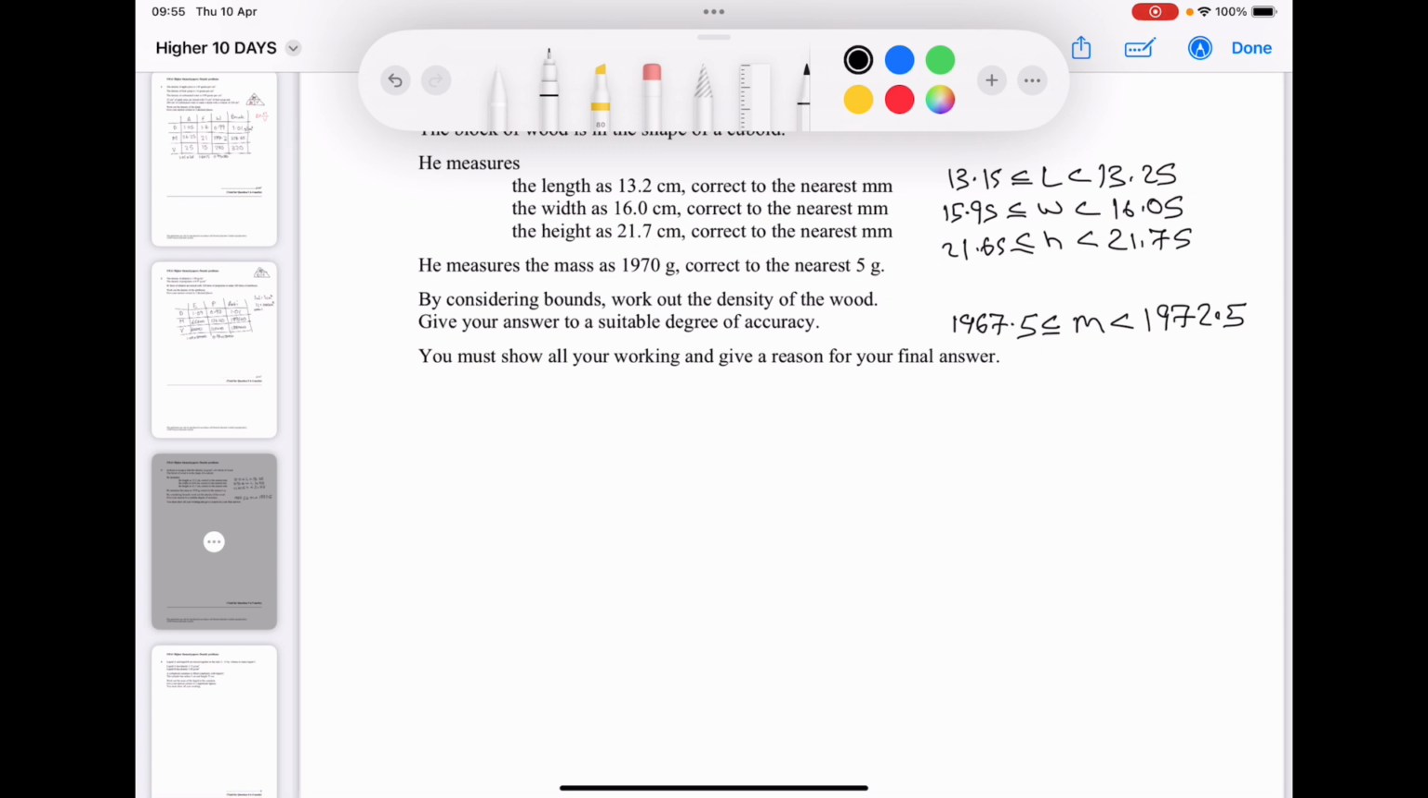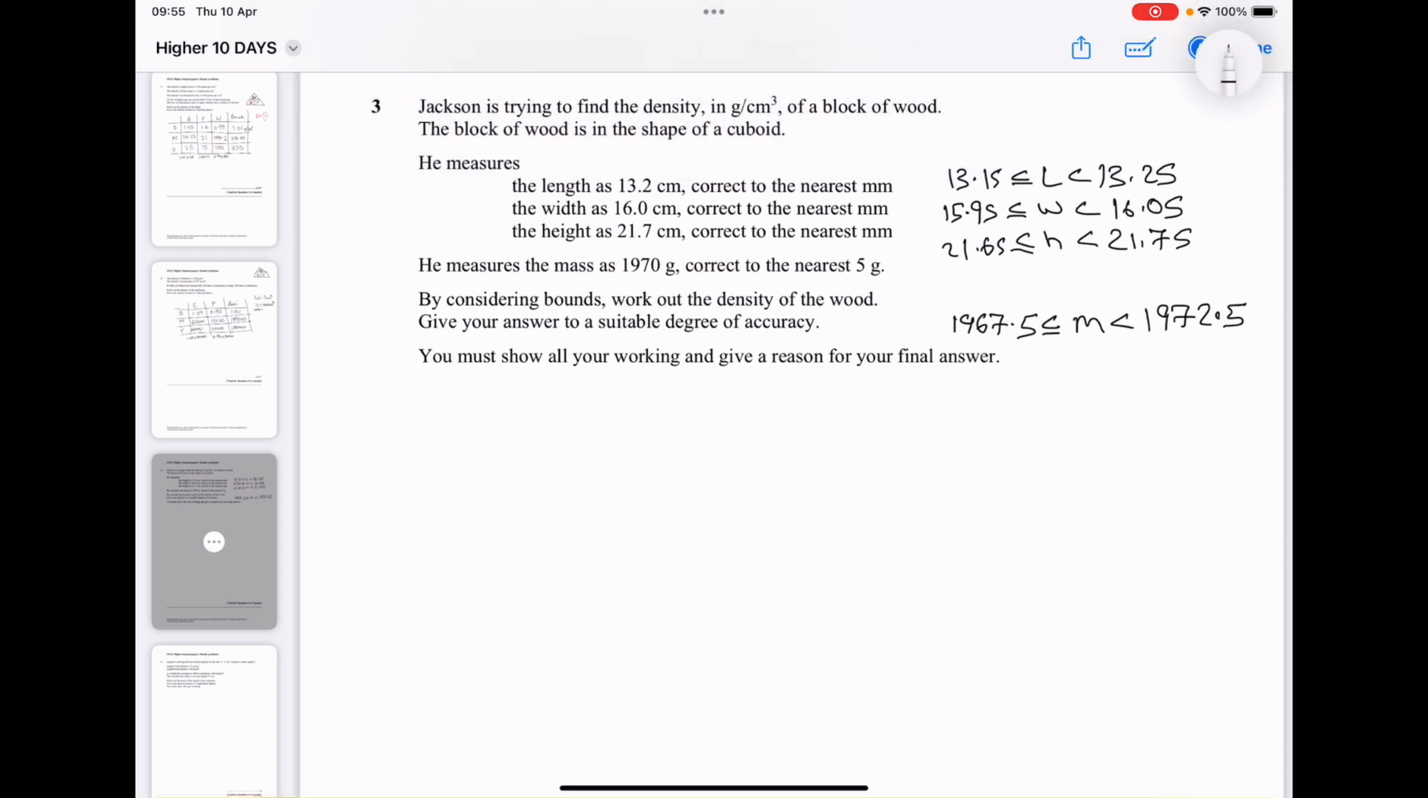Right, so what I've got here is I'm trying to find the density. So I already know that density is mass over volume. So I'm going to have to work out the volume, and because it's a suitable degree of accuracy, I've got to find the upper bound of the density and the lower bound of the density and compare them. So the density upper bound, when you're trying to find the biggest value, is the mass upper bound divided by the volume lower bound.